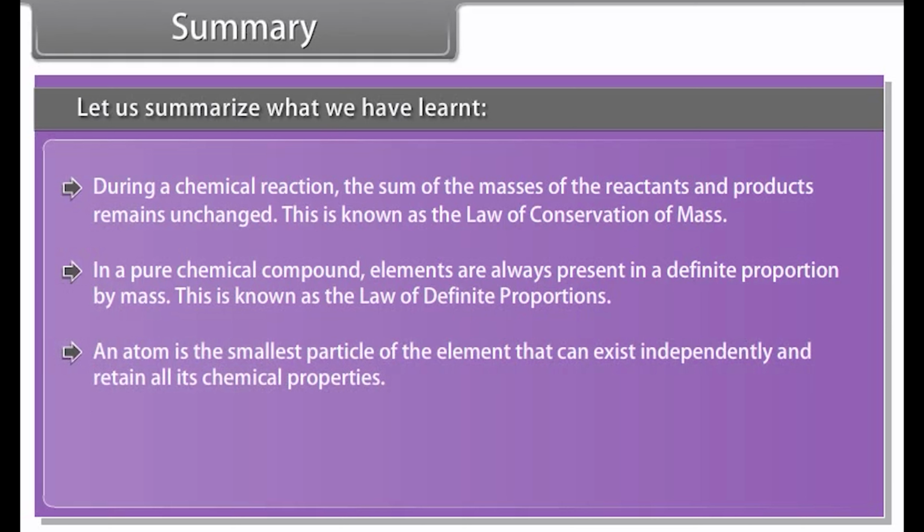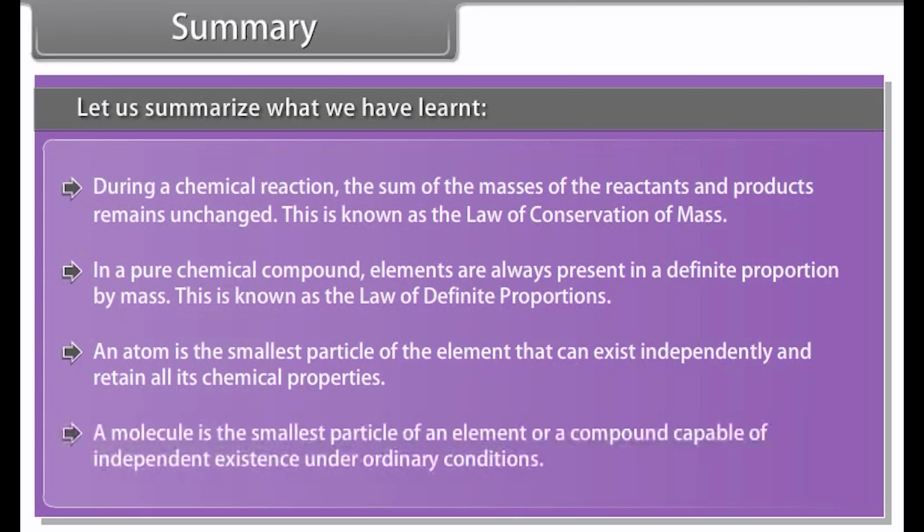An atom is the smallest particle of the element that can exist independently and retain all its chemical properties. A molecule is the smallest particle of an element or a compound capable of independent existence under ordinary conditions.